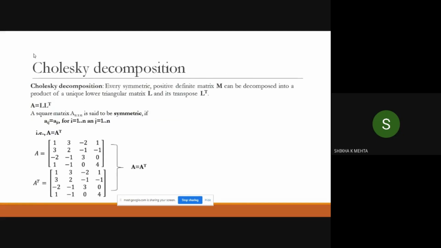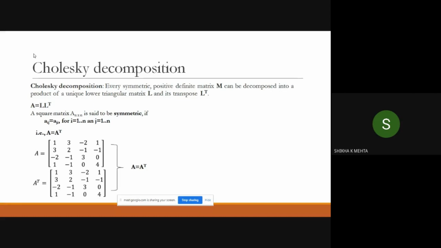So what is Cholesky decomposition? Here we say every symmetric positive definite matrix M. That means this is the prerequisite for a Cholesky decomposition: the matrix that you have taken must be positive definite and symmetric. Only on such a matrix can we apply the Cholesky decomposition.